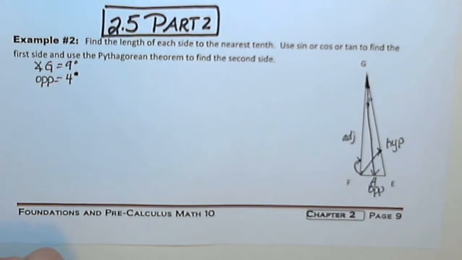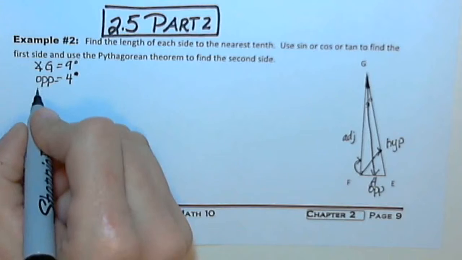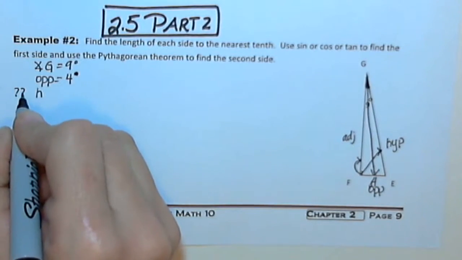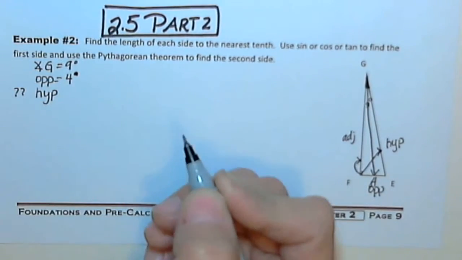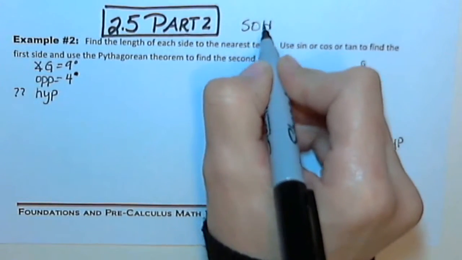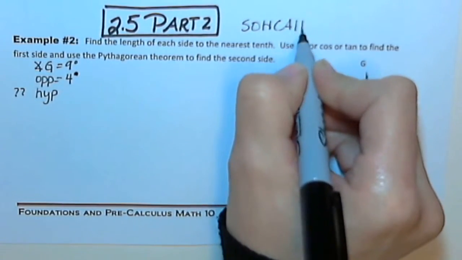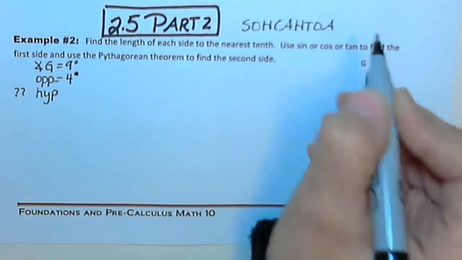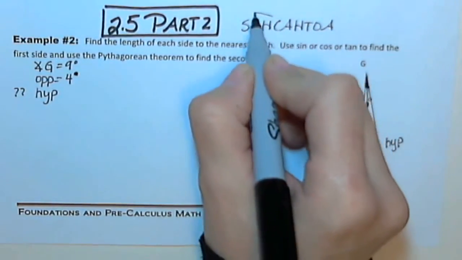And I want to find both sides. So I can take my choice if I want to find the hypotenuse or the adjacent. But because I'm asked to use sine or cosine, we should find our hypotenuse first in this case. So our question mark is going to be the hypotenuse. Which formula is that? Again, SOHCAHTOA, make sure you spell it right, is sine.